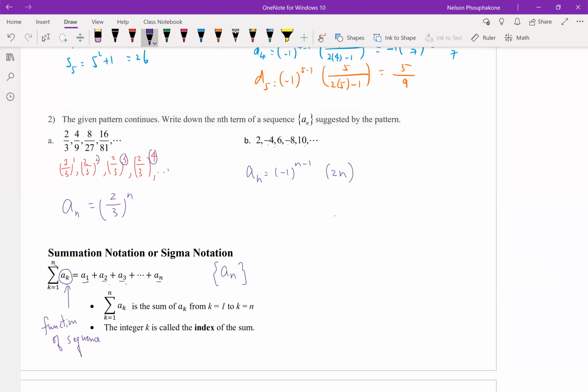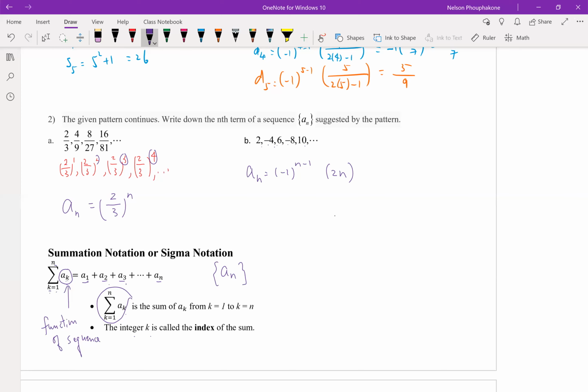And then you will see the index. If you are using n, then this will be n. But here we're using k, so this is k. k is from 1 to n. This is kind of like the range. So this notation, the summation from k equal to 1 to n of the function a sub k, is the sum of a sub k from k equal to 1 to k equal to n. Then the integer k is called the index of the sum. So this is the index right here.